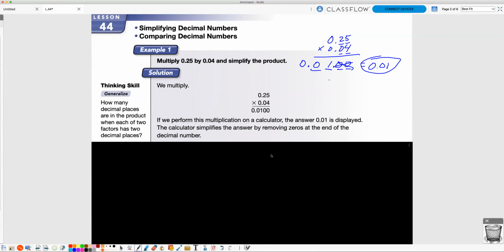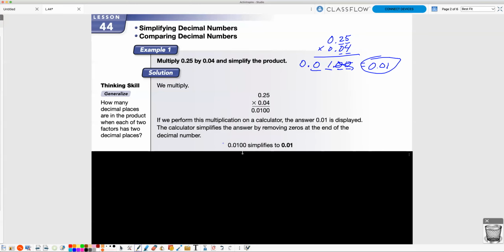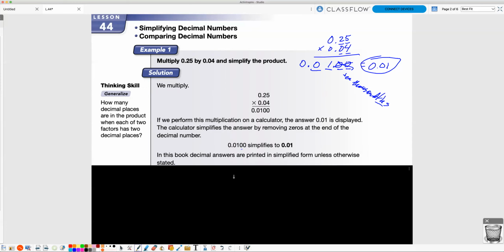So when you perform this multiplication on a calculator, it's going to have just this displayed. The calculator simplifies the answer by removing the zeros at the end of the decimal number. So 100, this would be tenths, hundredths, thousandths, 10,000ths. That's the 10,000ths place with the THS. Simplifies to 100th. In the book, decimal answers are printed in simplified form unless otherwise stated.